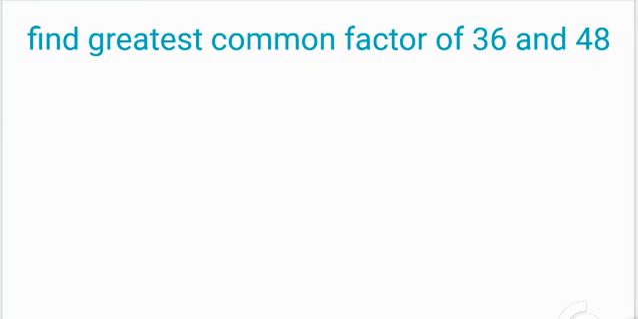Now if we want to find the greatest common factor of 36 and 48, the first thing we have to do is break down these numbers into their factors. We know that 36 is equal to 18 times 2, which is equal to 9 times 2 times 2, which is equal to 3 times 3 times 2 times 2.